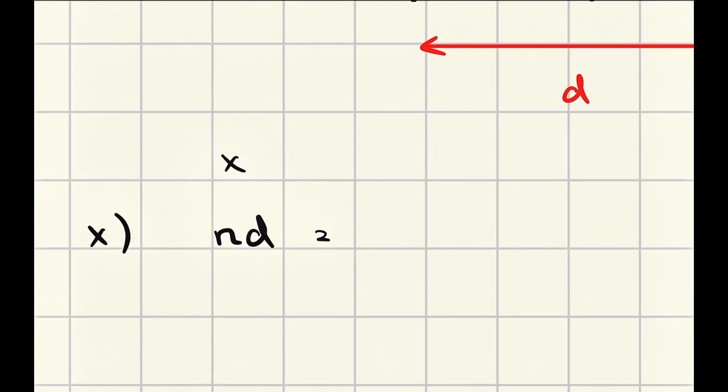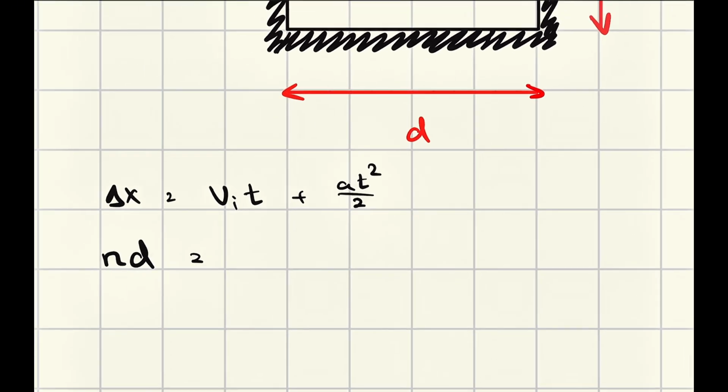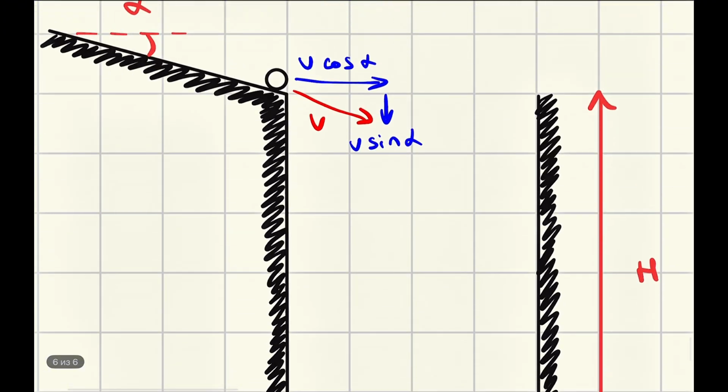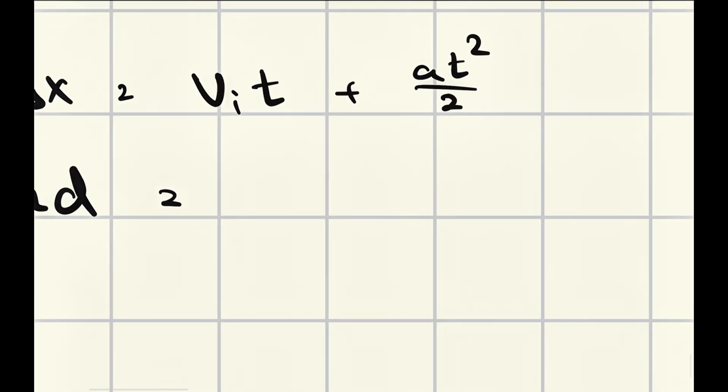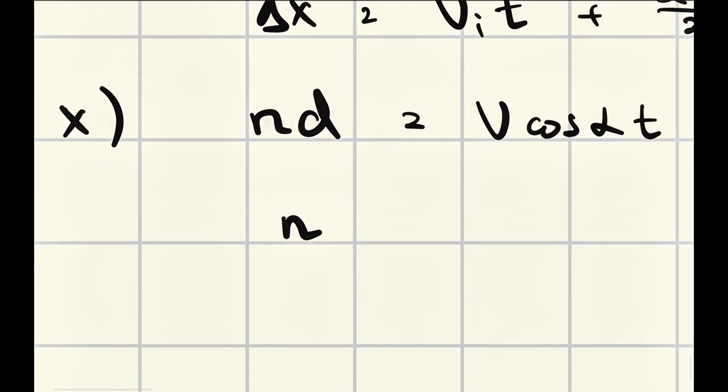We have this formula, which is basically delta x equals v initial t plus at squared divided by 2. And the same thing we can do here. Delta x would be the number of distances d covered, and our v initial would be our horizontal component, v cosine alpha. T would be something unknown, and horizontally we have no force acting on our object. However, what we need to know is this n.